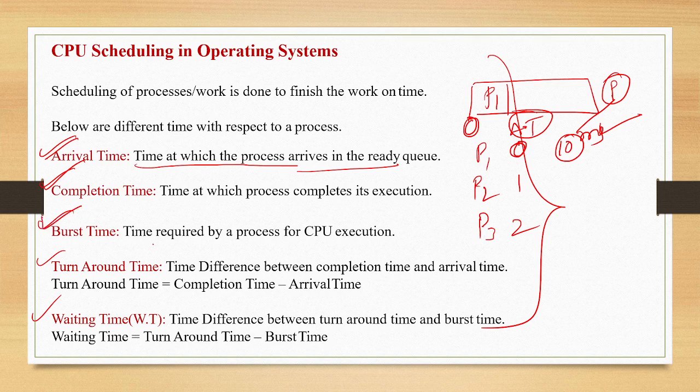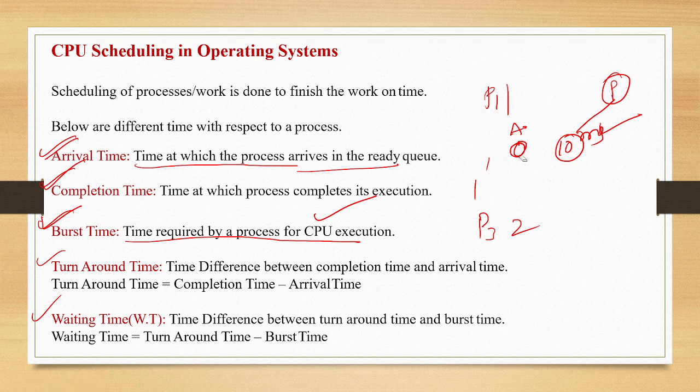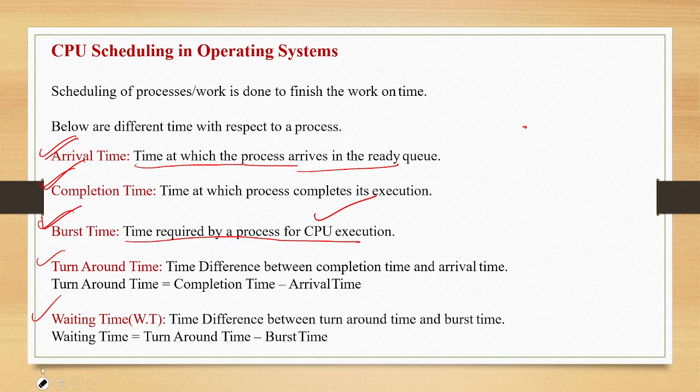Burst time. What is burst time? The time required by a process. What is the total time it needs? Suppose process P1 needs 100 milliseconds to execute. It needs a total of 100 milliseconds. That is called burst time, the total time required to complete.